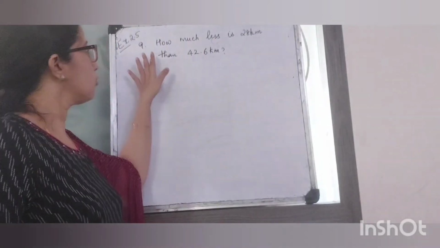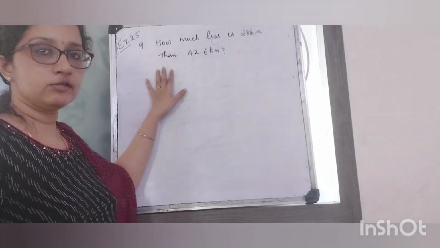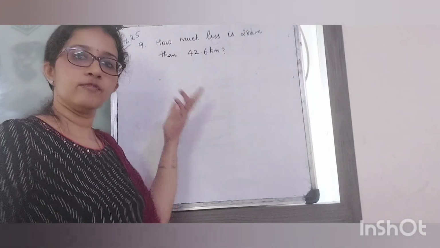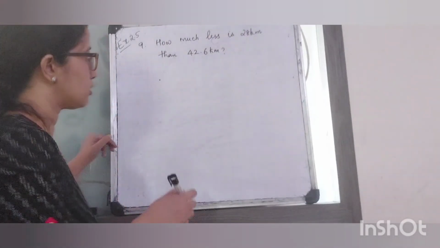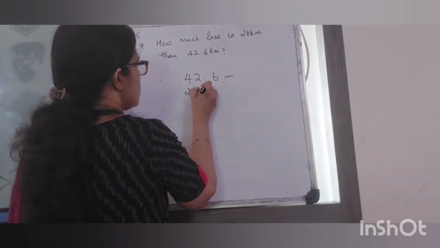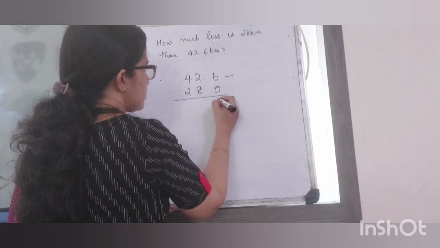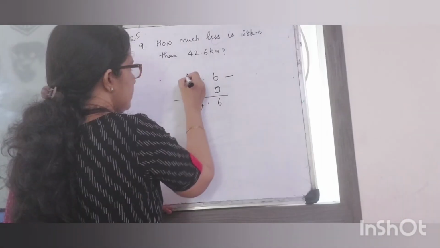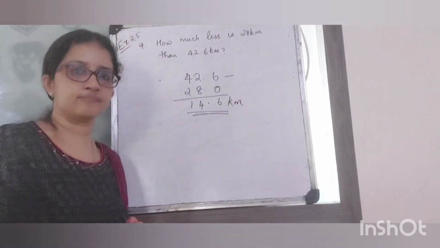Now let's move on to the 9th question. The 8th question we will solve in the next video. How much less is 28 kilometer than 42.6 kilometer? Very easy, right? We have to find the difference between 42.6 and 28 kilometer. So 42.6 minus 28.0. You just have to subtract. 6 minus 0 is 6. 12 minus 8 is 4. Here it will become 3. 3 minus 2 is 1. So 14.6 kilometer is the answer.